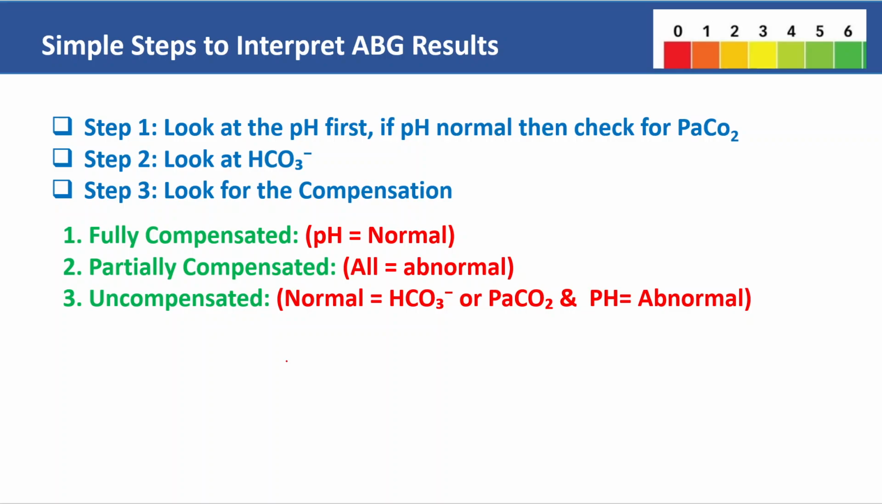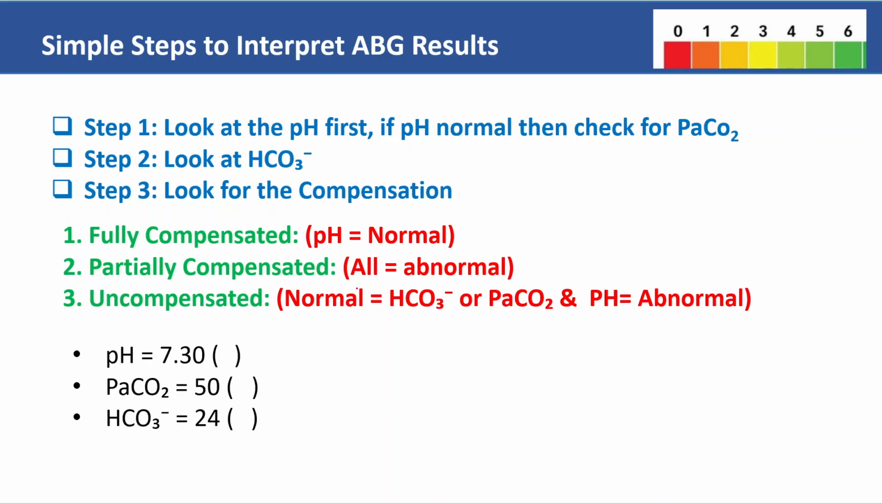What about uncompensated? Okay. In uncompensated, only one will be normal, either bicarbonate or the PaCO2. So this may be normal, this should be abnormal. And if this is abnormal, this may be normal. But pH will be abnormal, right? So in that case, it is going to be uncompensated.